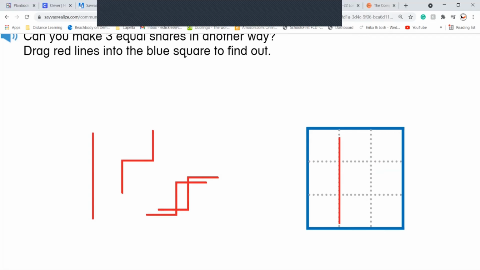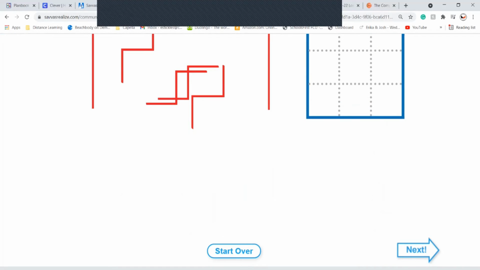I could also put maybe this one instead. No, let's see. So I think I'd have to move this. Let's see if I can make it another way. How about there? No, I'd have to have a different line, but there's definitely more than one way to make 3 equal shares.